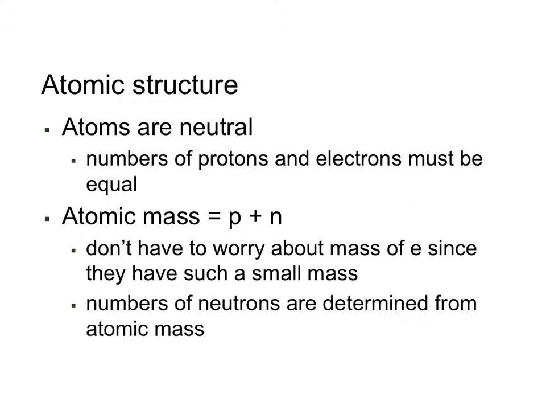Atoms are electrically neutral. This means that the number of protons and electrons will be equal. We'll see that this will change later on when we talk about something called ions. But for now, we're going to just discuss neutral atoms with an equal number of protons and electrons. Since most of the mass of an atom is found in the nucleus, we consider the atomic mass to be the sum of the protons plus the neutrons.